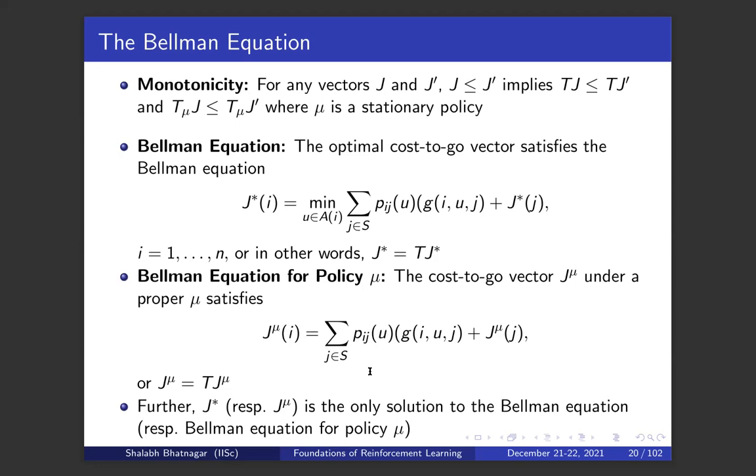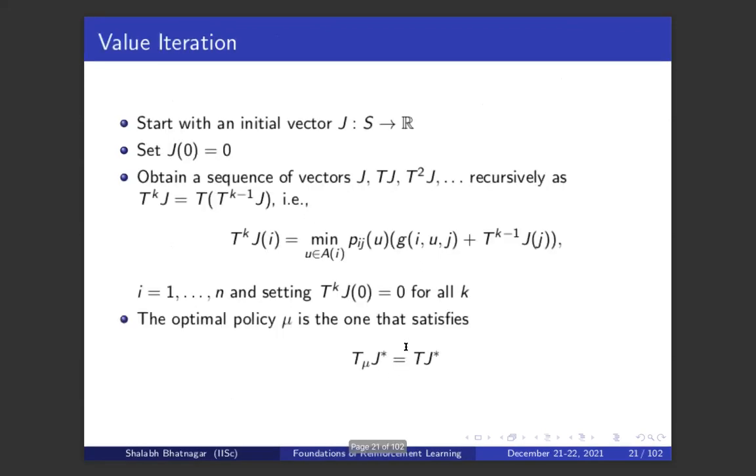It turns out that J star and respectively J mu are the only solutions to the Bellman equation, and correspondingly the Bellman equation for this given policy mu, because as I said, they turn out to be contraction operators. And so here is a numerical scheme for actually evaluating what we call the optimal value functions. This goes under the name of value iteration.